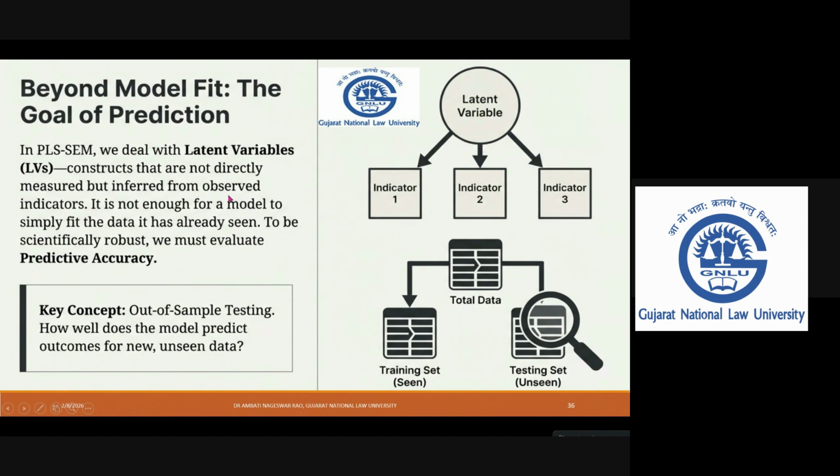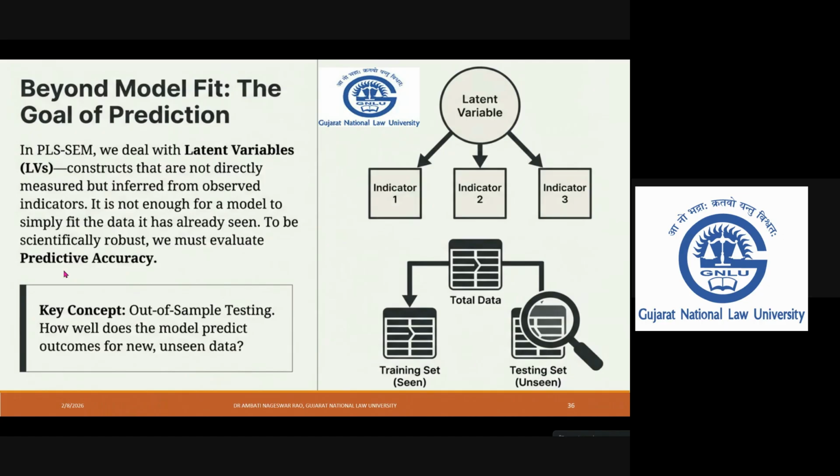What is the importance of conducting a prediction model? In PLS-SEM, we deal with latent variables, like constructs such as teamwork, stress, helping behavior. These are all latent variables which are not observed directly, but we have measured them with the help of indicators. A latent variable is a concept that I have not directly measured, but inferred from observed data. So it is not enough for a model to simply fit the data it has already seen. To be scientifically robust, we must evaluate predictive accuracy. That is the purpose why we are looking at PLS predict.